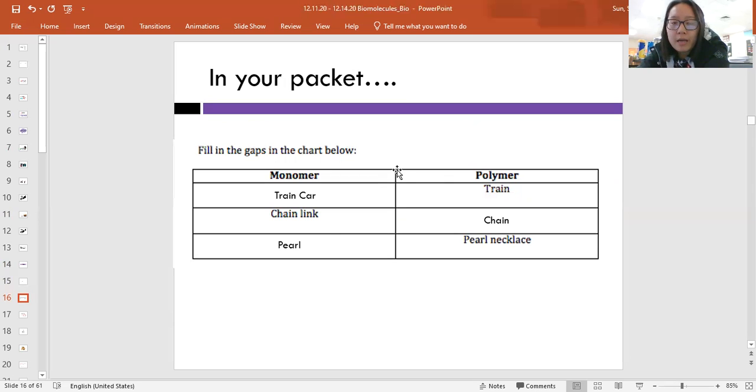So you don't have this in a packet, but this is still a good table to look at, right? If the polymer is a train, each individual train car is going to be the monomer. When you stack a bunch of train cars together and you hook them up together, you get the train, which is the long chain, okay? So if you have chain links, like I said earlier, if you link them all together, you get a chain, and that would be the polymer. If you have a pearl necklace, the individual units that are combined and connected to make this polymer are monomers of pearls.